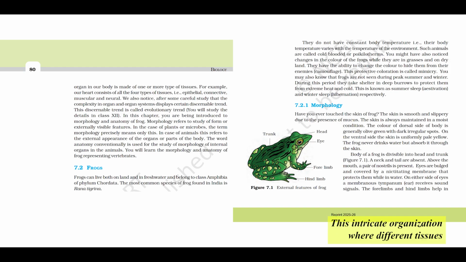This intricate organization, where different tissues combine in a precise functional manner to form an organ, is absolutely essential. It enables much more efficient and better coordinated activities among the millions, even billions of cells that make up that organ. It's really a testament to the marvel of biological engineering, allowing for specialized functions that a single tissue or even a single cell could never accomplish alone.